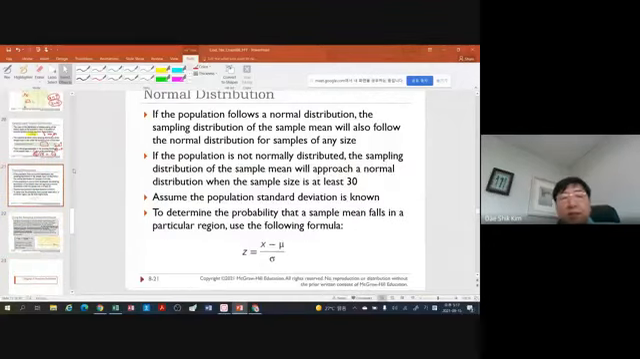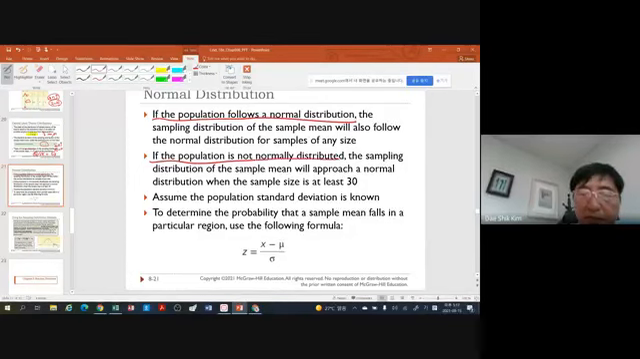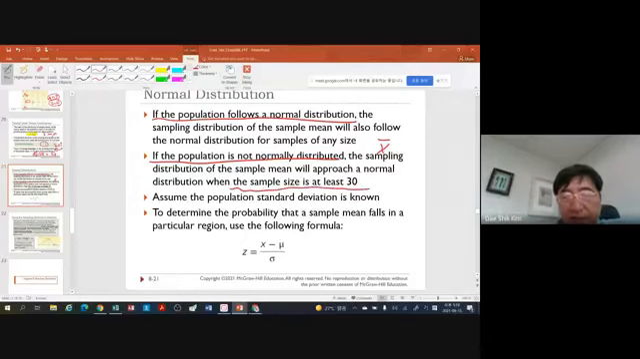Normal distribution. If the population follows a normal distribution, then the sampling distribution of the sample mean will also follow a normal distribution for any sample size. If the population is not normally distributed, the sampling distribution of x bar will still follow approximately normal because of the central limit theorem, but we need a sample size of at least 30.